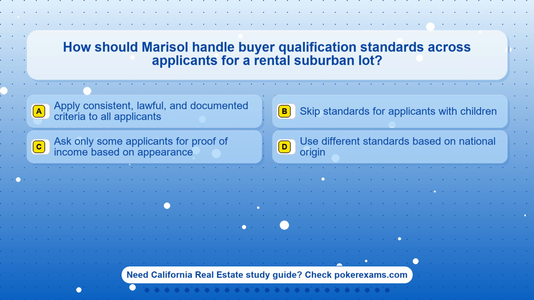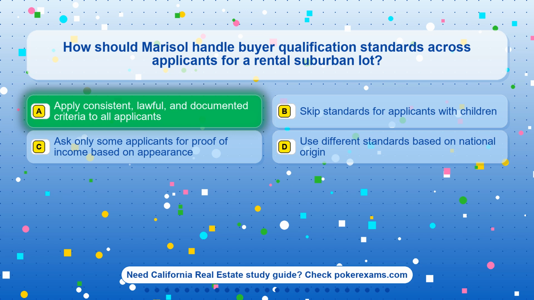Question 4. How should Marisol handle buyer qualification standards across applicants for a rental suburban lot? Option A. Apply consistent, lawful, and documented criteria to all applicants. Option B. Skip standards for applicants with children. Option C. Ask only some applicants for proof of income based on appearance. Option D. Use different standards based on national origin.